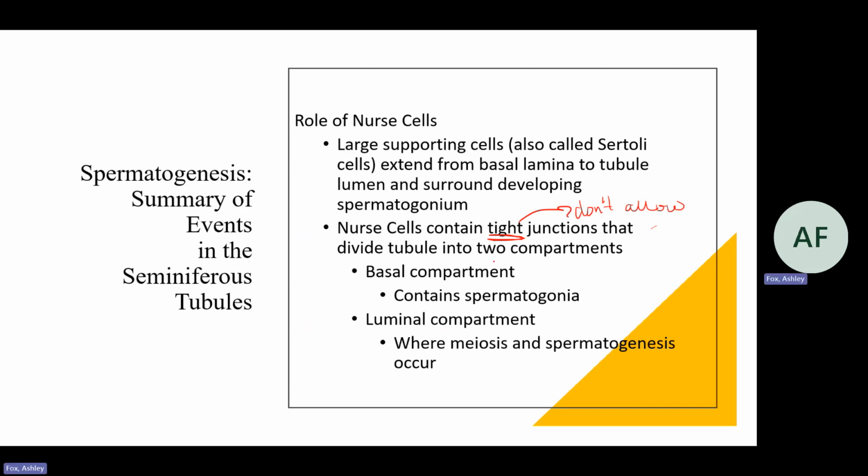So they can divide the tubule into its basal compartment with its spermatogonia, or the stem cells of sperm, and the luminal compartment, so higher up, closer to the lumen, where meiosis and spermatogenesis can occur. So where the sperm is actually being produced.